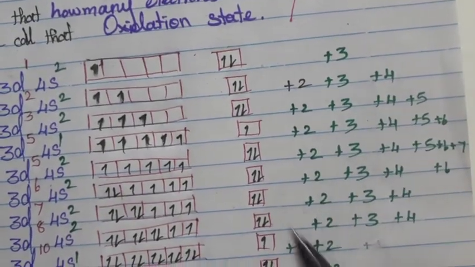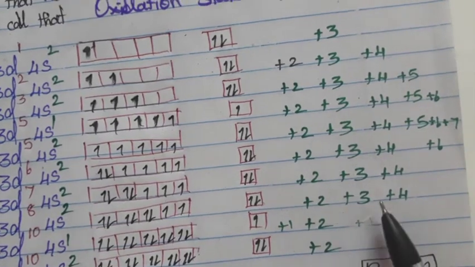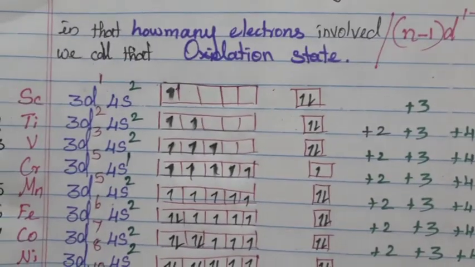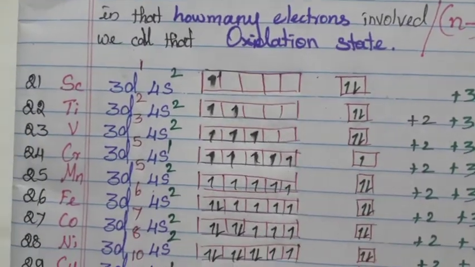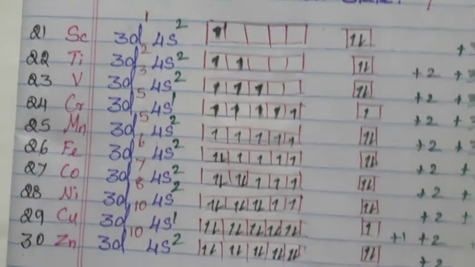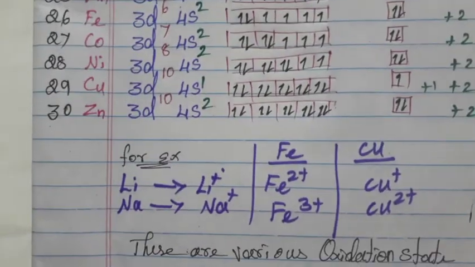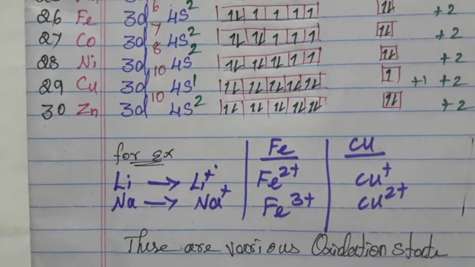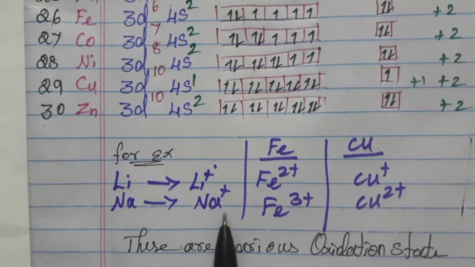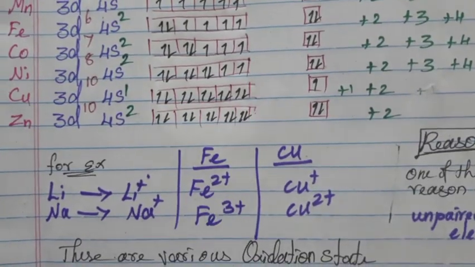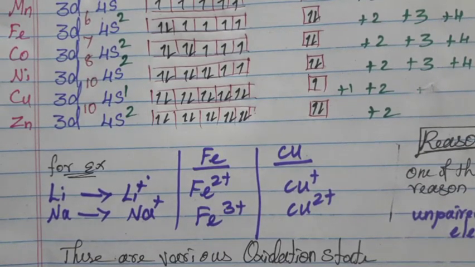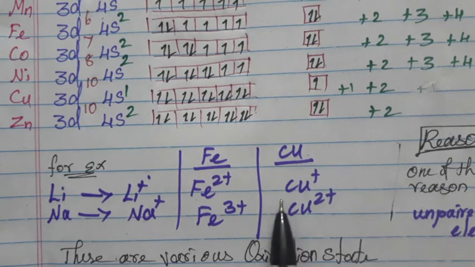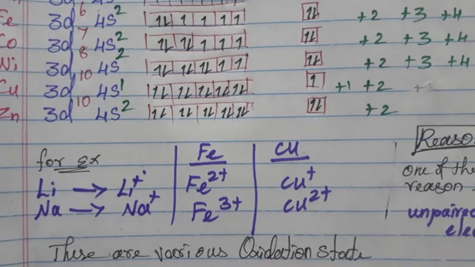You see, so many: we have +1, +2, +3, +4, +5, +6, +7. We have various oxidation states in transition elements. What is various oxidation state? Here you see, for example, lithium has only Li+ oxidation state, and sodium has only +1. Whereas iron, you see, Fe2+ we have and also Fe3+ we have.